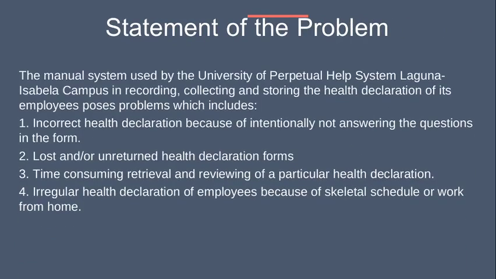The manual system used by the University of Perpetual Health System Laguna Isabela campus in recording, collecting, and storing the health declaration of its employees poses problems which include: number 1, incorrect health declaration because of intentionally not answering the questions in the form. Number 2, lost and/or unreturned health declaration forms. Third, time-consuming retrieval and reviewing of particular health declaration. And number 4 is the irregular health declaration of employees because of the skeletal work schedule or the work from home setup.